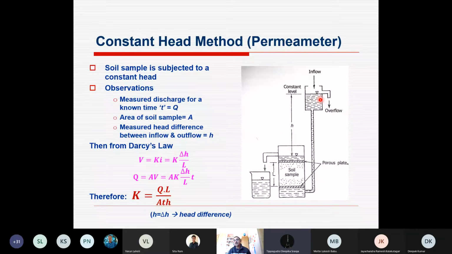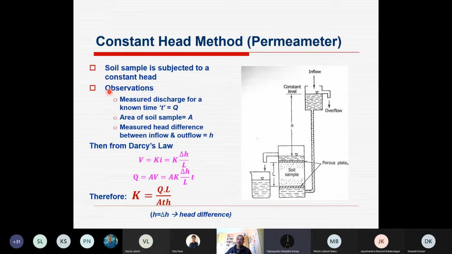It has provision of airflow to maintain the head, and outside it we are collecting the outflow in a certain time we are measuring. Then we can find out the hydraulic conductivity of this soil sample. Usually this sample is saturated.